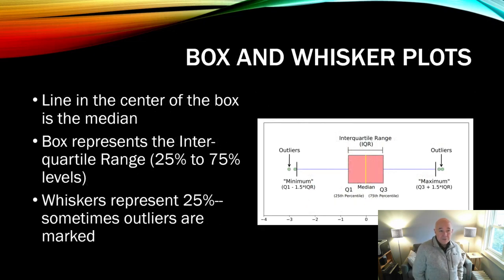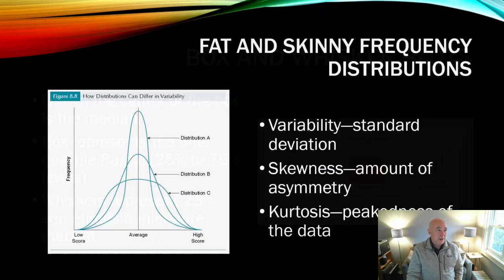SPSS will also do box and whisker plots for you. The box is the interquartile range, and the whisker extends to the quartile plus 1.5 times the interquartile range, and then it will show the outliers. It's a really nice way to show where the major portion of the data set is, and SPSS will do that for you as well.